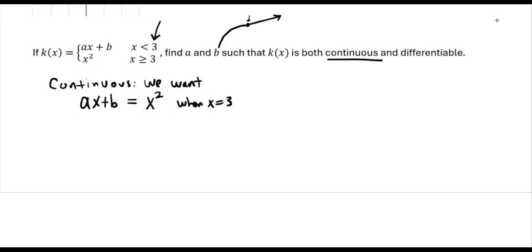We'll plug in 3 for x here. We get 3a plus b. And then we'll put 3 for x here, which is 9. And so we'll come back to that. But for now, we want 3a plus b to be 9. Great. Okay. That didn't get me a and b, but it did give me a relationship.